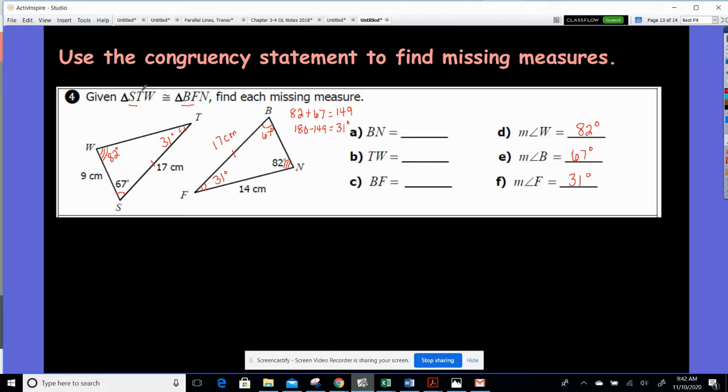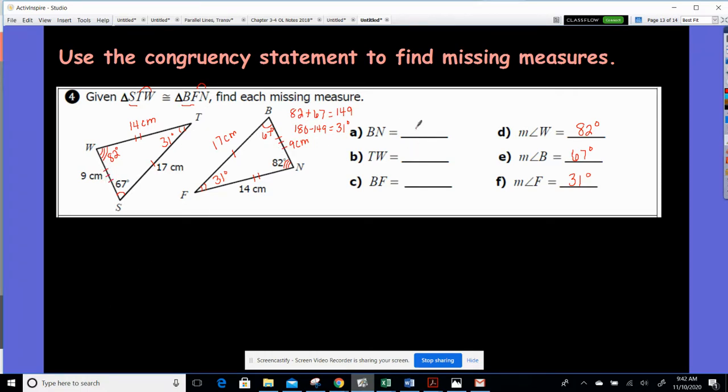Okay, then I'll look at the last 2 letters. TW goes with FN. So TW, we don't know here. I'm going to put 2 marks though. And that corresponds with FN, which over here we know FN is 14, which means TW is 14. All right. And so that leaves us with our third side, which we can already just see WS, which is 9, goes with NB, which would also be 9. So you can put 3 marks there and 3 marks there.